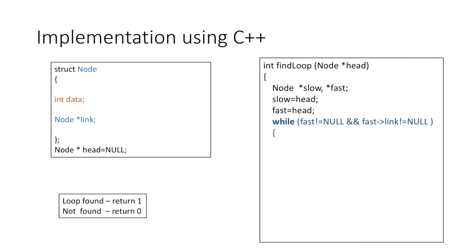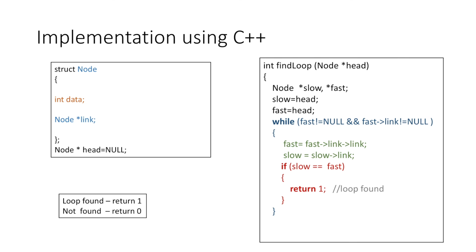Then we start our while loop with the condition that fast pointer is not equal to null and the link part of the fast pointer is not equal to null. That is, if our linked list does not contain any loop, eventually we would reach null. Next we will move our fast pointer by two nodes and our slow pointer by one node. And then we will check the condition if at any point our slow pointer is equal to our fast pointer. That is, we found a loop in the linked list, so we will return 1 from our function.